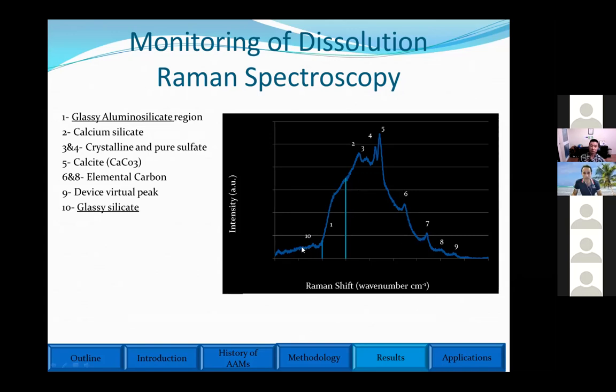So here is an example where I had a powder and I labeled the regions. For example, number 1, this region is a glassy alumina silicate, a combination of alumina and silica that could dissolve easier. And these peaks are the crystals, different types of crystals. For example, 3 and 4 are crystalline and pure sulfate, and number 5 here is calcite. So it is important to know what these peaks are.